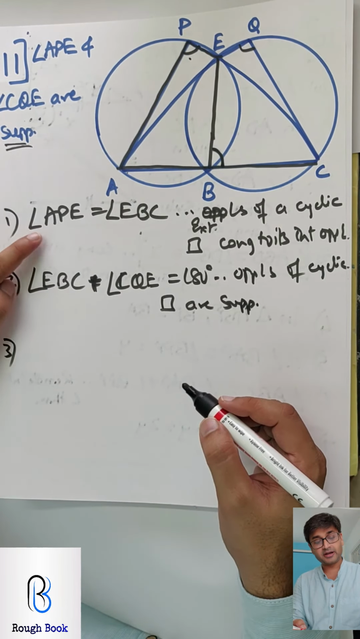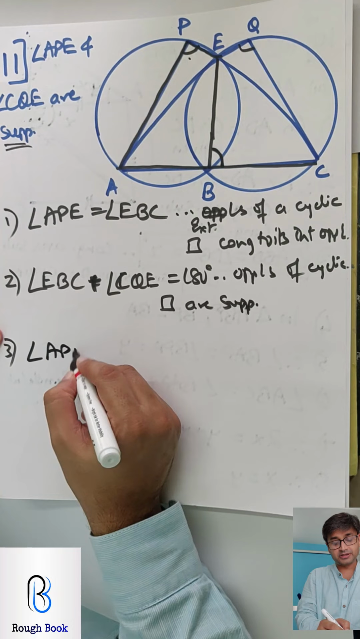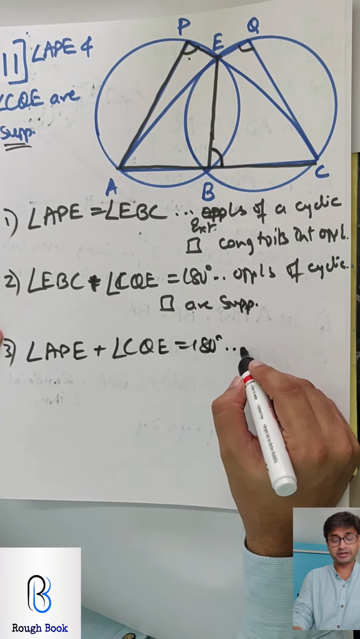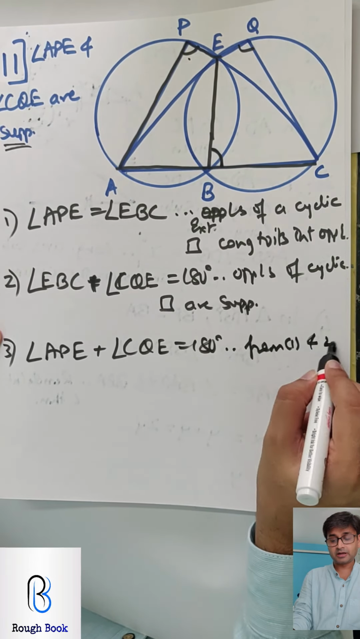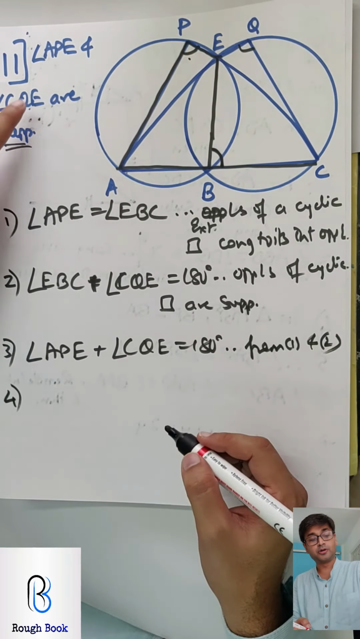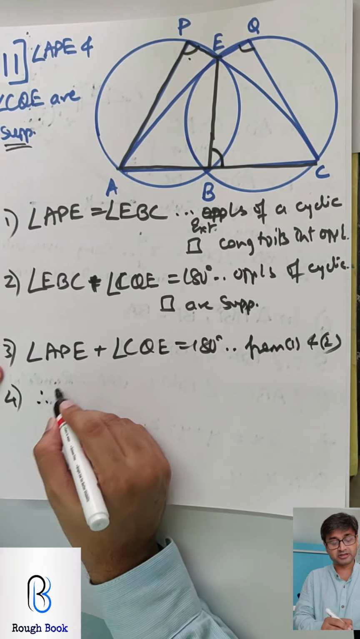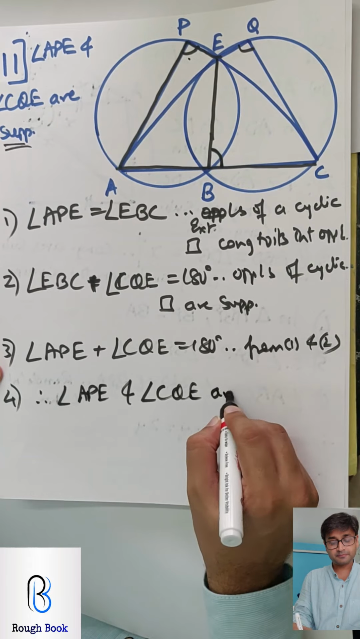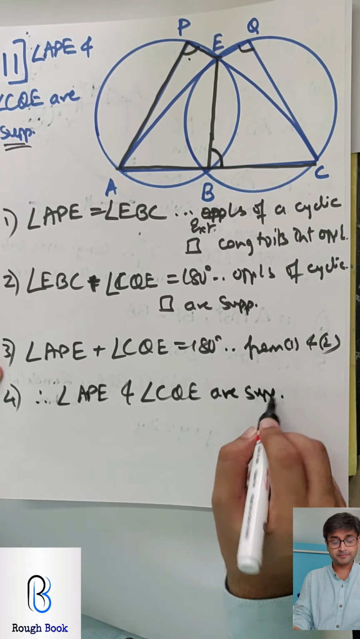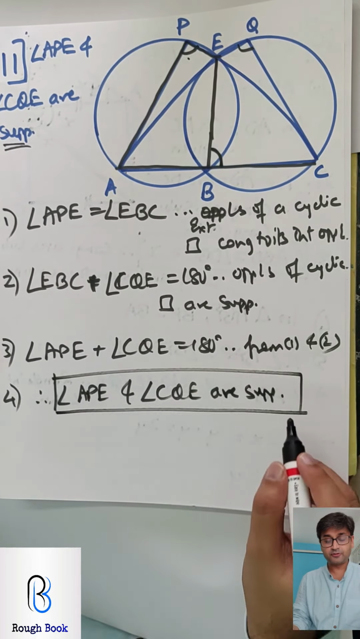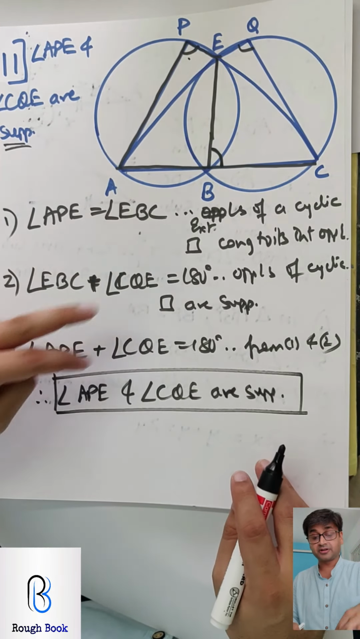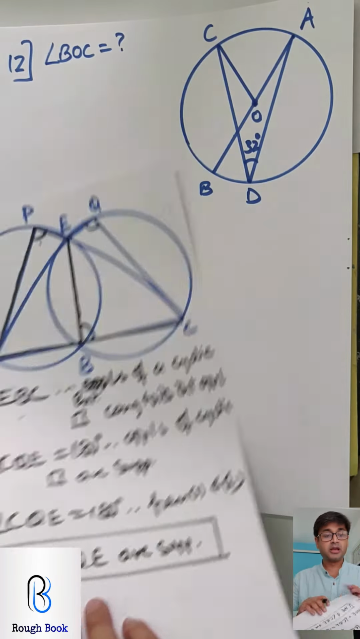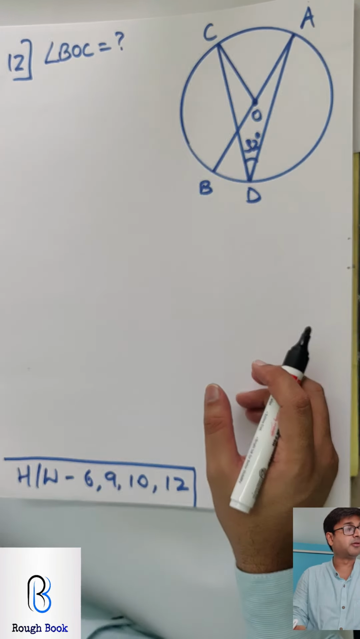EBC cancel in your mind and this will come here, that is angle APE plus angle CQE equals 180, from 1 and 2. And that's it. They wanted you to prove these two as supplementary. You did that. So say therefore angle APE and angle CQE are supplementary. And we are sorted. Simple 4-step question, but two properties straight away involved and both are cyclic quadrilateral properties. So good question. Yeah. Last one, sum number 12, and then we will pause for this video.